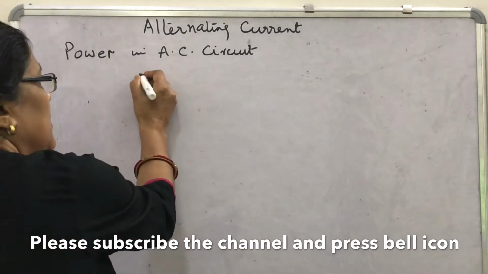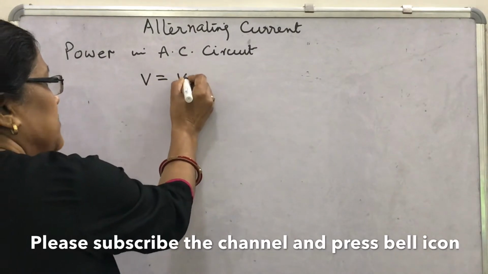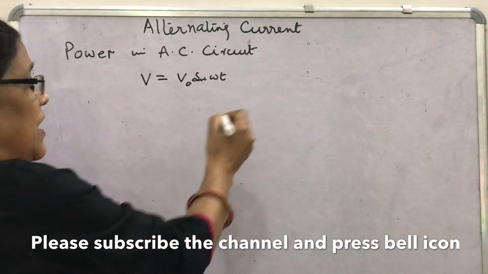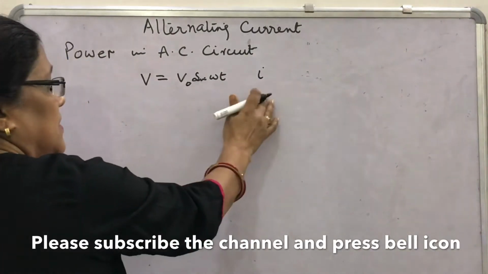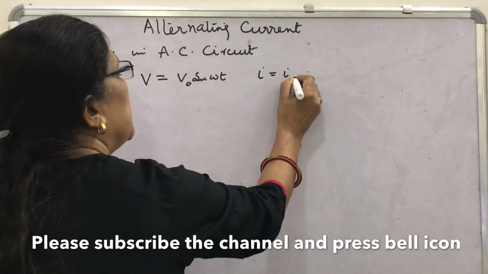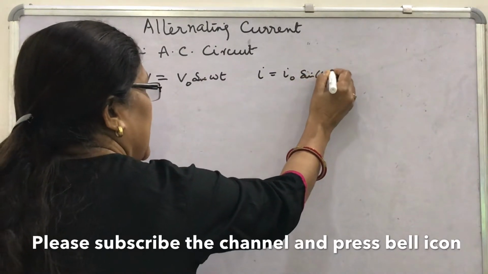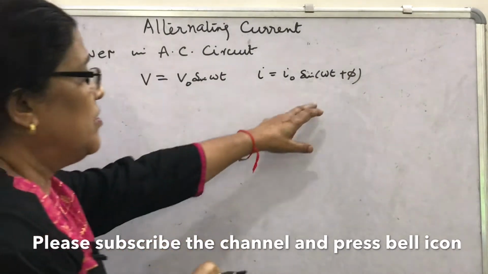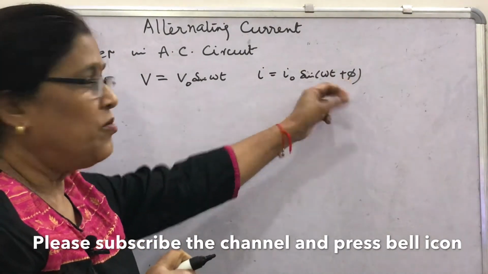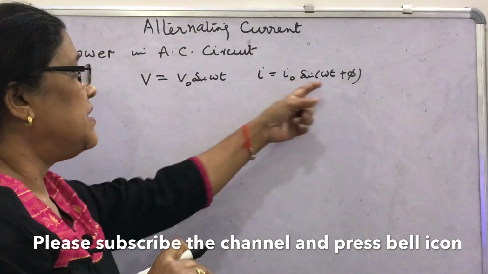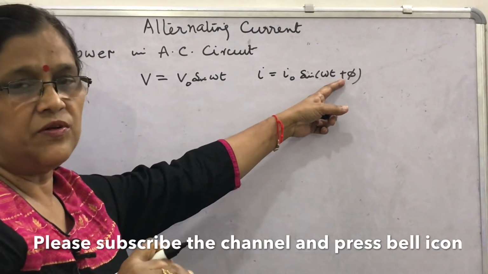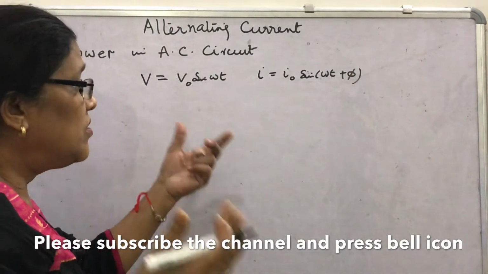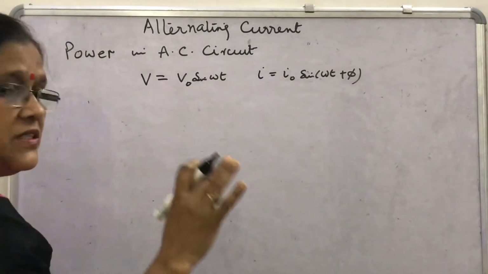Suppose the voltage applied is V naught sin omega t in an AC circuit, and current, its value is I naught sin omega t plus phi. Let's say it is having phase difference of phi. Both are sinusoidally varying and there is a phase difference of current with the voltage. Now, what will be the power in AC circuit?